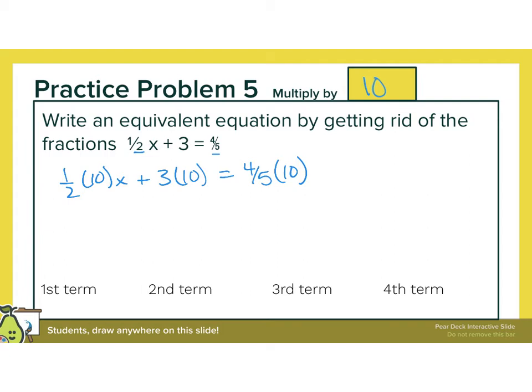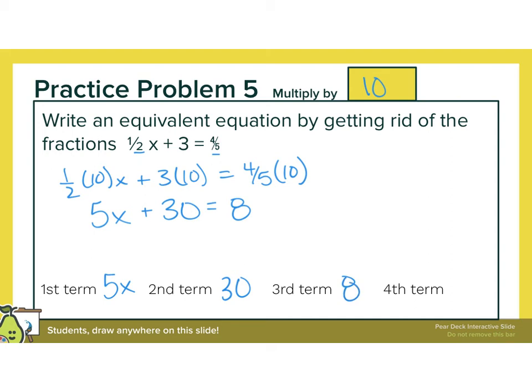But half of 10 is 5. 3 times 10 is 30. And then 40 divided by 5 would be 8. So only 3 terms for this one. The first term is 5x. The second term is 30. The last term is 8.